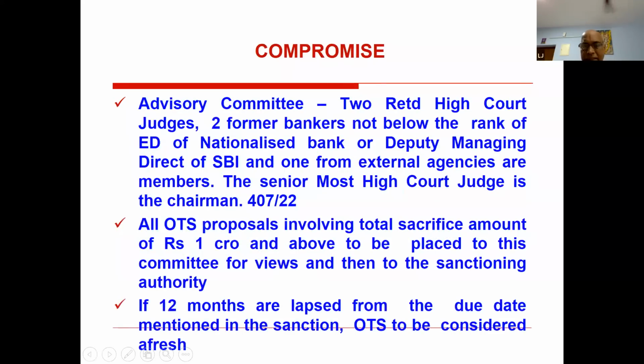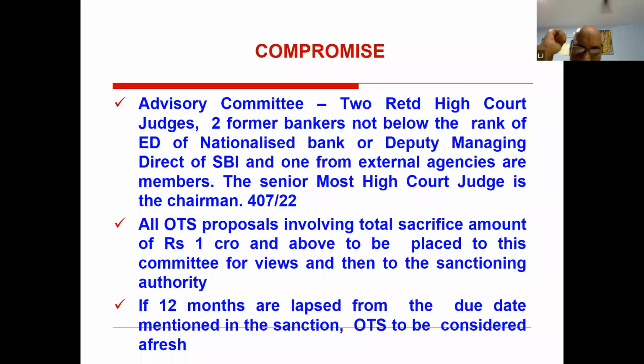Next point, sir. This is very important because after 147 is issued, there is another circular, 407/2022. I have given the circular number. 147 is the loan recovery policy where the compromise or OTS policy of the bank is given. After that, the bank has come out with circular 407/2022. In 147/22 also, the concept of advisory committee was there. Then what is the change in 407? As on date, as per 407, there is an advisory committee for the OTS.